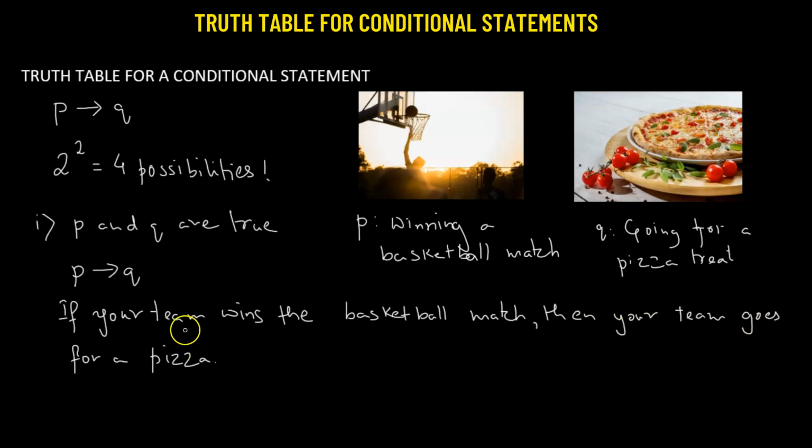Now, let's consider this particular statement. If your team wins the basketball match, then your team goes for a pizza treat. So this is a true statement, the team winning the basketball match, and going for a pizza treat is also a true statement. So in this case, when both P and Q are true, if P is true, which implies Q, and statement Q is also true, then the truth value will be true.